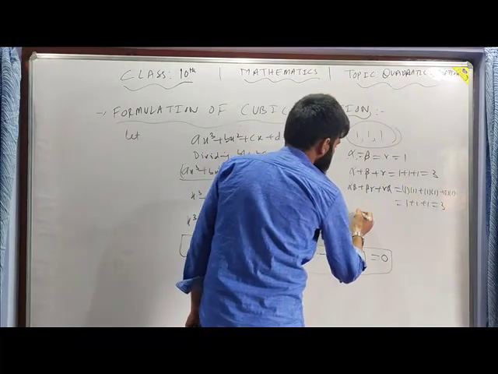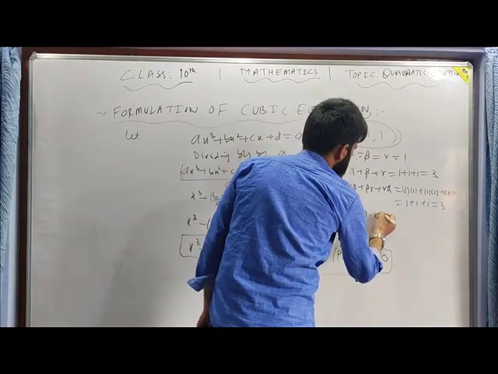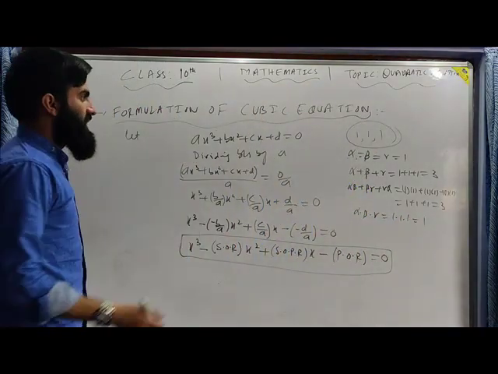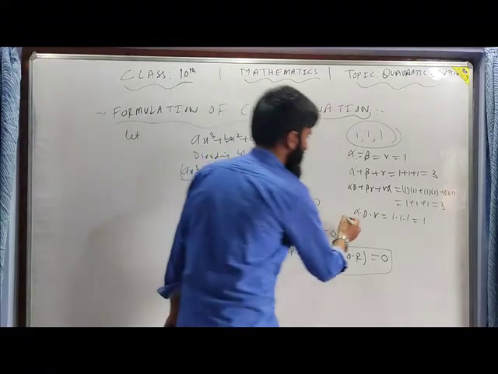Then we have the product alpha times beta times gamma, that's 1 times 1 times 1, equal to 1. So what will be the general formulation? Then the general formulation of this cubic equation will be like this.